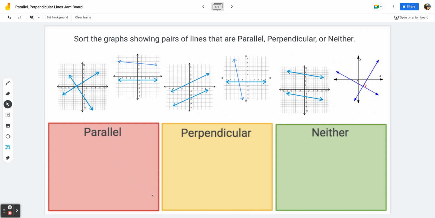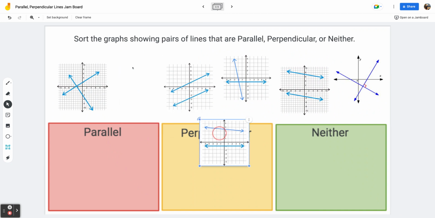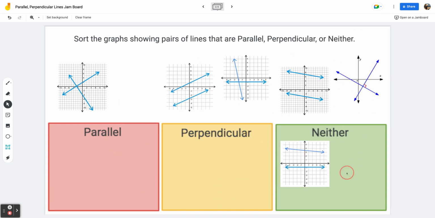So we'll go on to this frame where we have to sort the graphs showing pairs of lines as parallel, perpendicular, or neither. And I would just say that the ones that are neither parallel nor perpendicular are a little bit harder to spot.